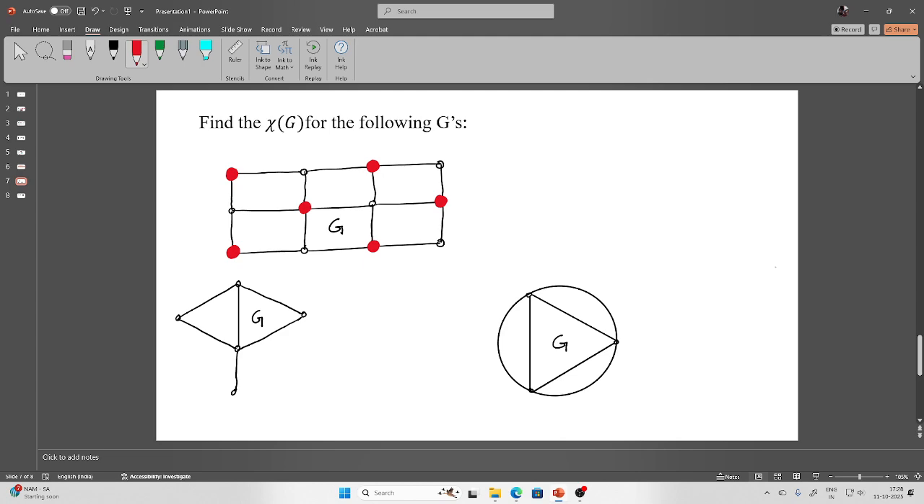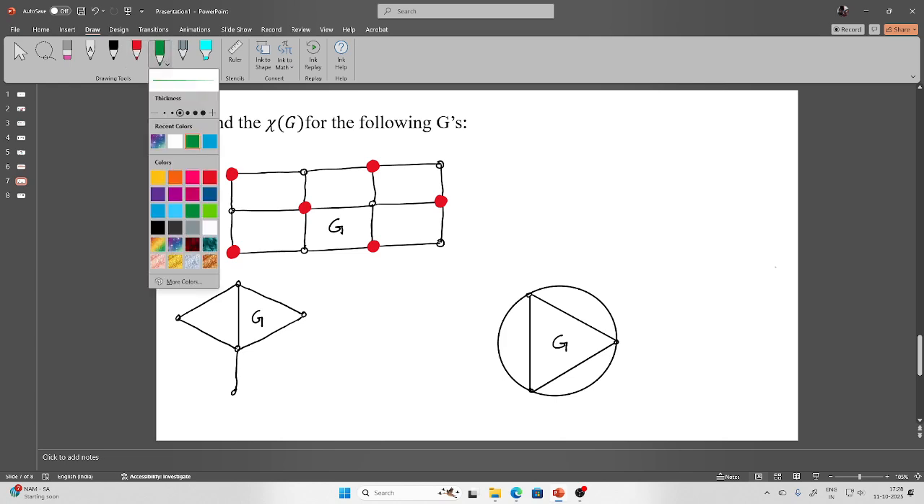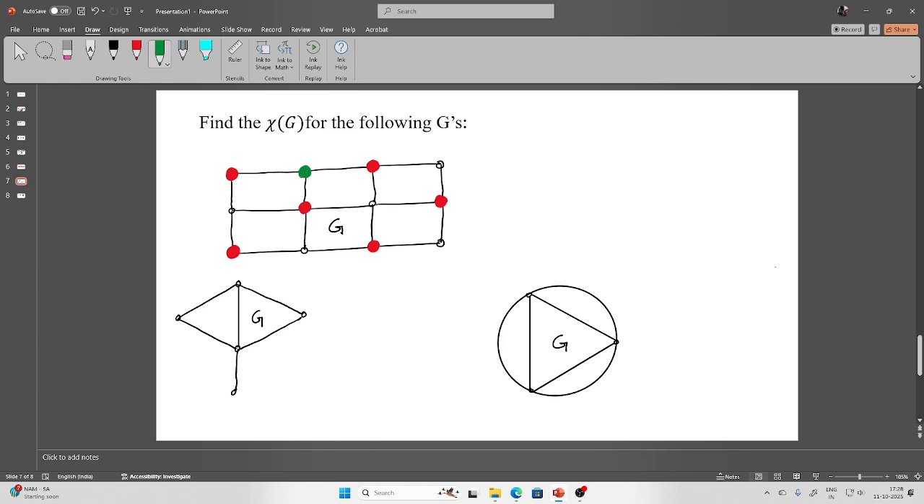Now, if you look at this particular graph, no vertex can now be painted with red color. The red color is totally exhausted. Hence, I have to switch to the next color. Let's say I am now painting green. So can I paint green here? Yes, I can. Here, yes. Here, yes. Here, yes. Here, yes. So how many colors have I used? 2. What is the chromatic number for this particular graph? It is 2.